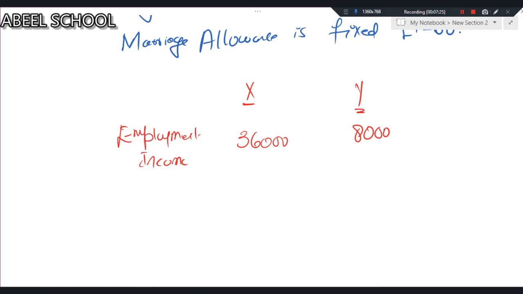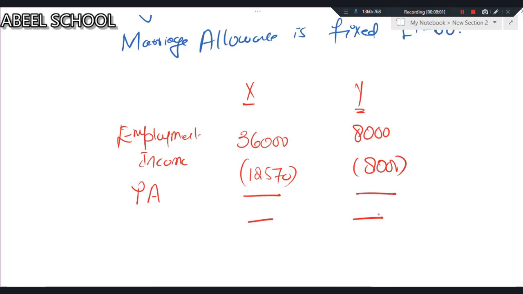Y, who's the wife of X, has income so less that Y cannot use her personal allowance completely. So definitely Y should transfer 1260 to X. Okay, how it works? Look at this. Personal allowance. X is having a personal allowance of 12570. Obviously, Y can only use 8,000 of her personal allowance.